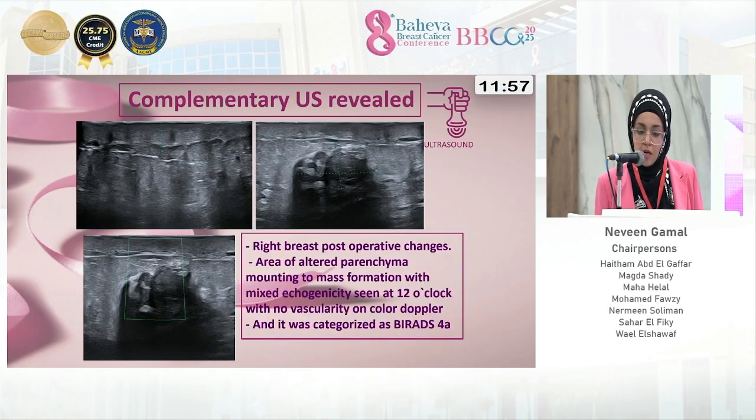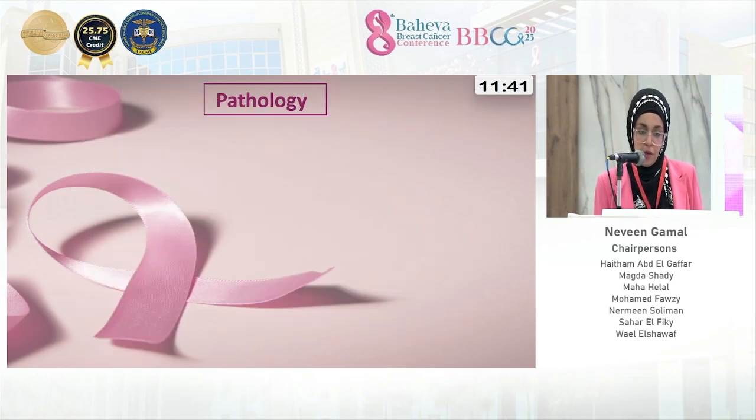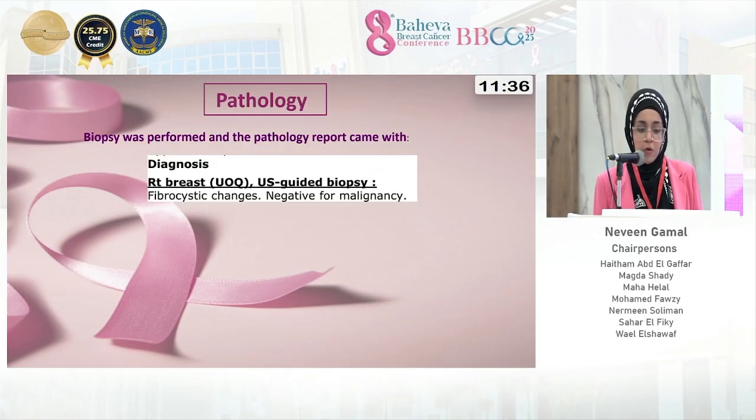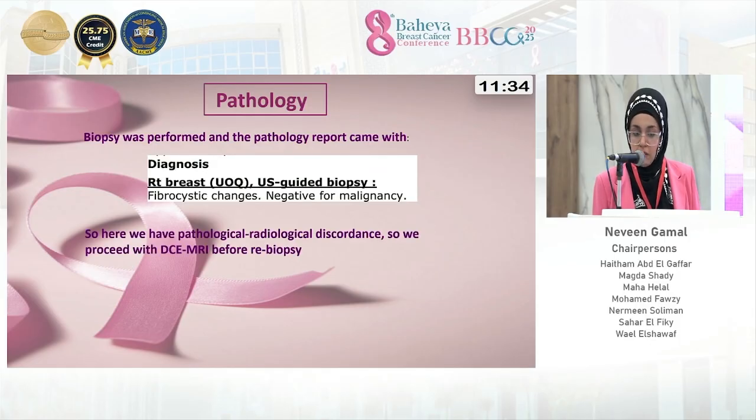However, on the right side, we have right breast post-operative changes, and also we have an area of altered parenchyma amounting to mass formation with mixed echogenicity, seen at 12 o'clock with no vascularity on color duplex application. And it was categorized as BI-RADS 4A. Biopsy was performed and the pathology report came with fibrocystic changes negative for malignancy. So we have here pathological radiological discordance, so we proceeded with MRI before rebiopsy.